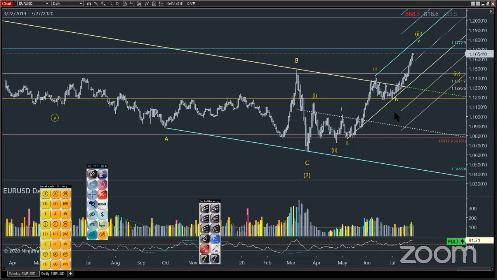B wave of wave Y. Yeah, Danny, that's the double 3. That's the one you really want to focus on. The double 3 and the expanded flat. Those are the two most common. So a double 3 is 2 ABCs put together.